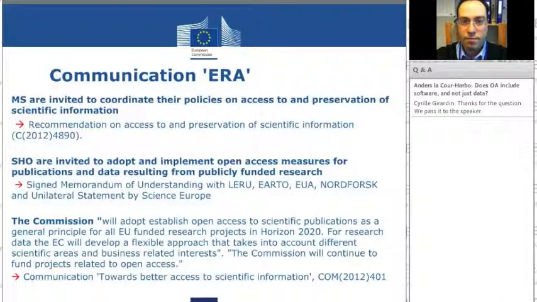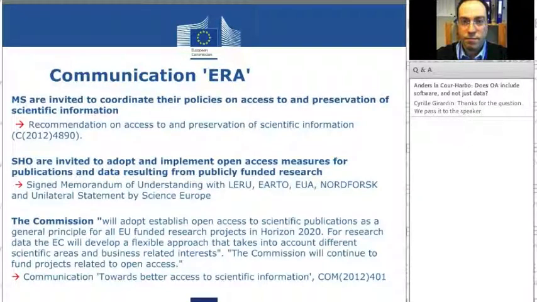This is actually the slide now. This communication, towards better access to scientific information, is basically the baseline for outlining where we are with open access. It was done in 2012. So where do we stand? What are the barriers to change? And what are the actions on the European level?